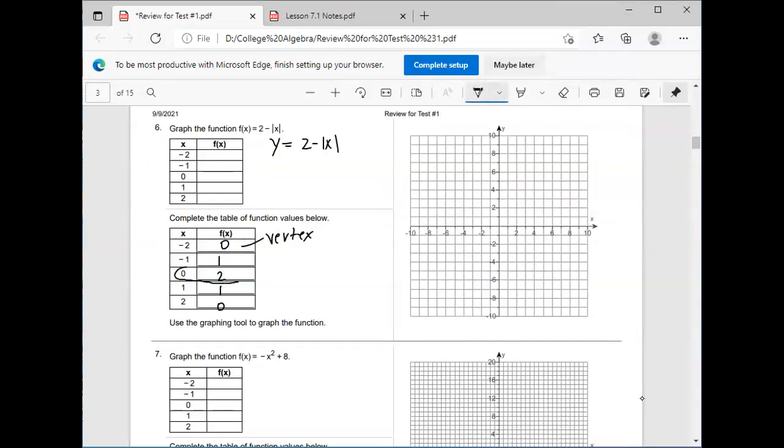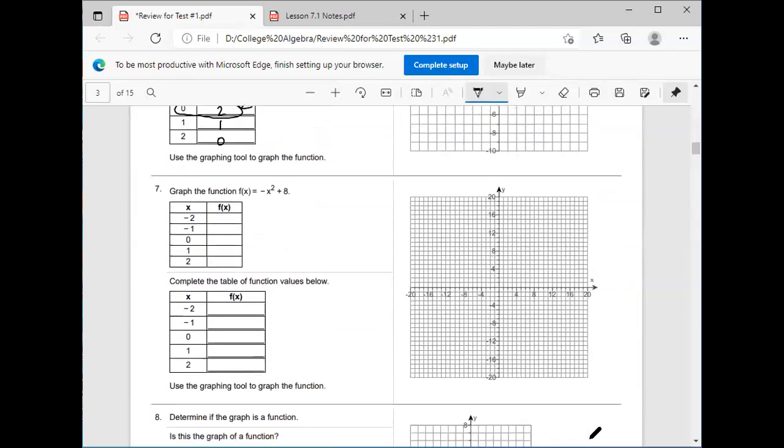This point right here, that's our vertex. So 0, 2 is the first point you would want to plot. And from there, it doesn't really matter. We could plot our -1, 1, 1, 1, but we know it makes a V and it goes upside down. It's the absolute value function. Okay, is everybody good with that?